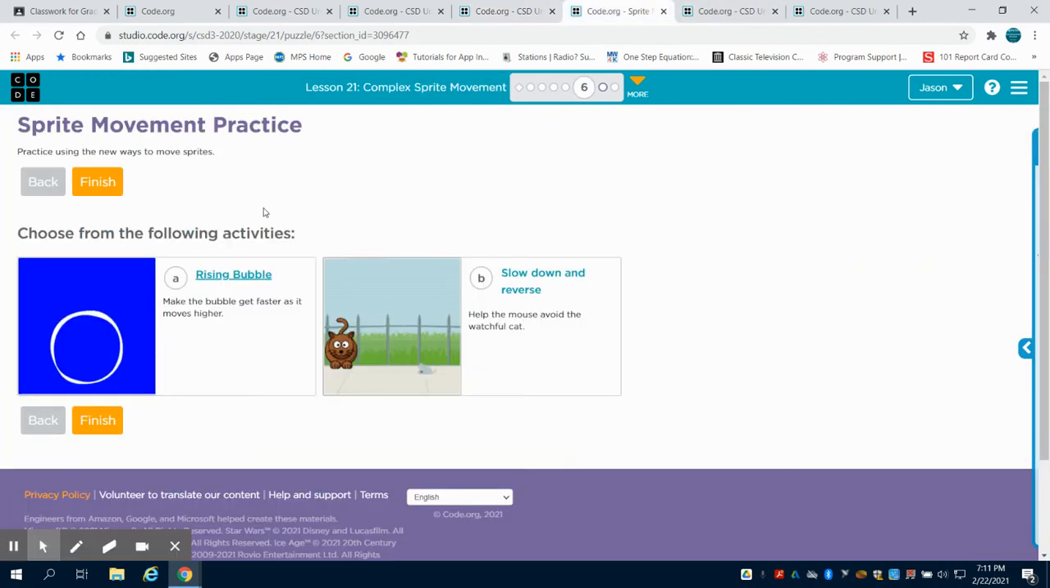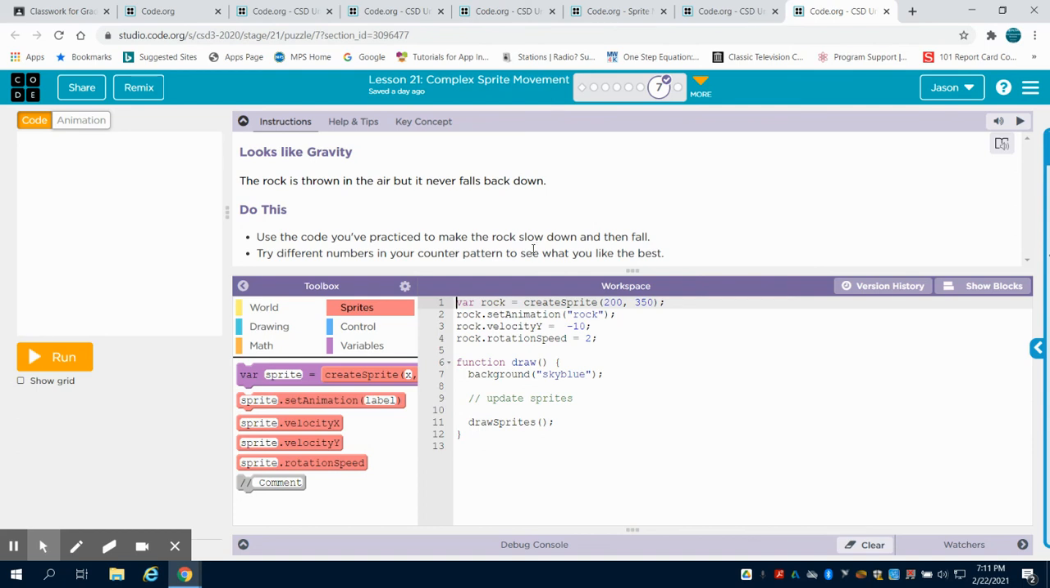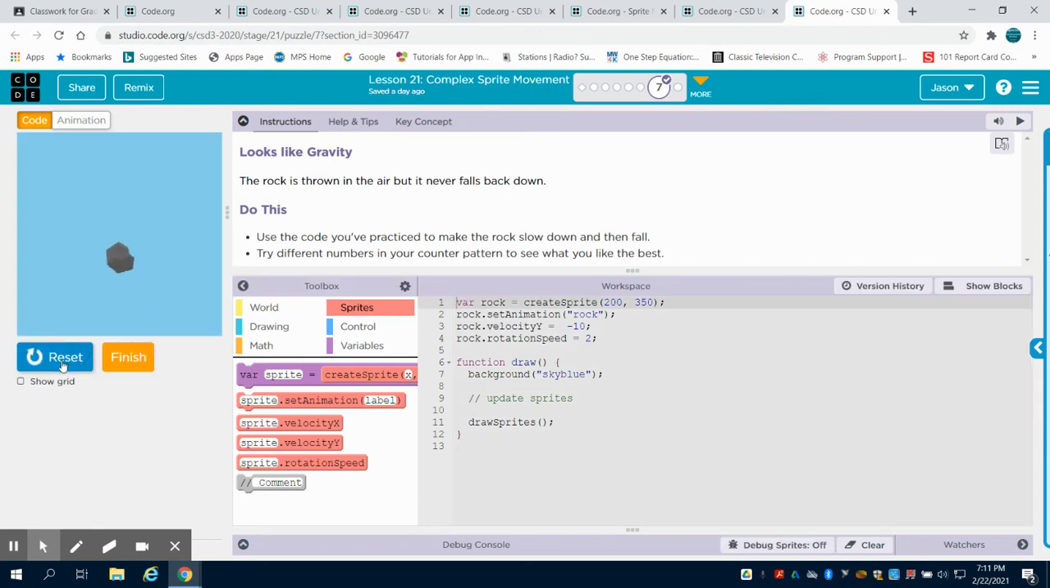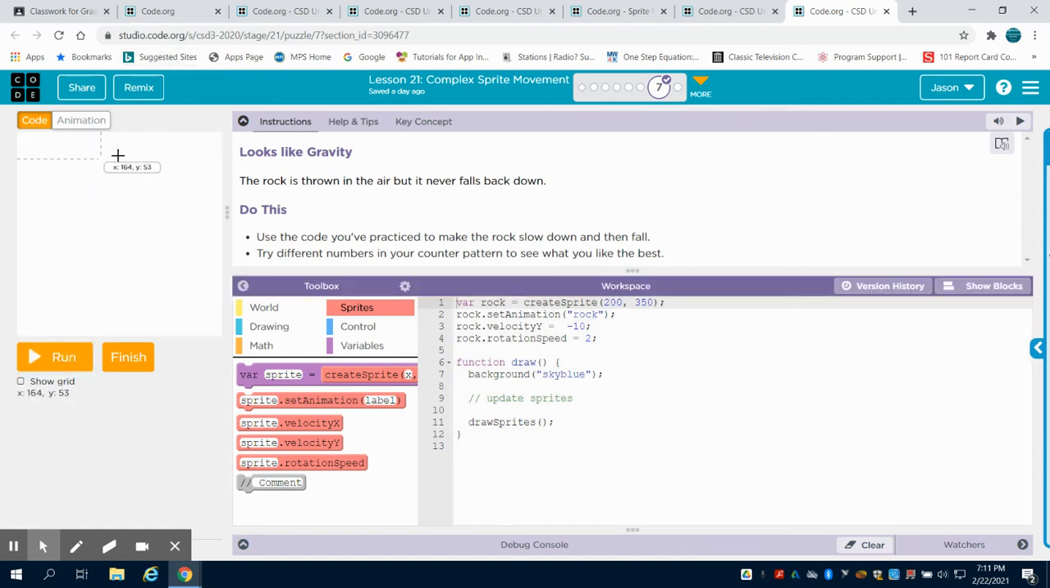When we get to bubble 6 now, you're going to choose one of these and write a counter pattern using the velocity to solve that. And then ultimately, when you get to bubble 7, they're asking that the rock is thrown in the air but never falls back down. You're going to use the code to slow the rock down and then fall. So we take a look at what's there. It goes up forever. You want to slow the rock down and have it return to the ground using that counter pattern.